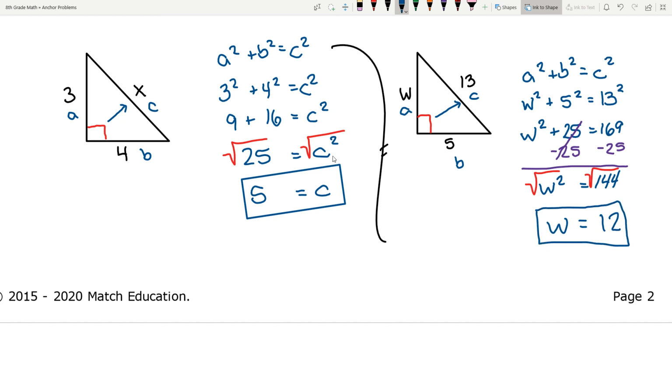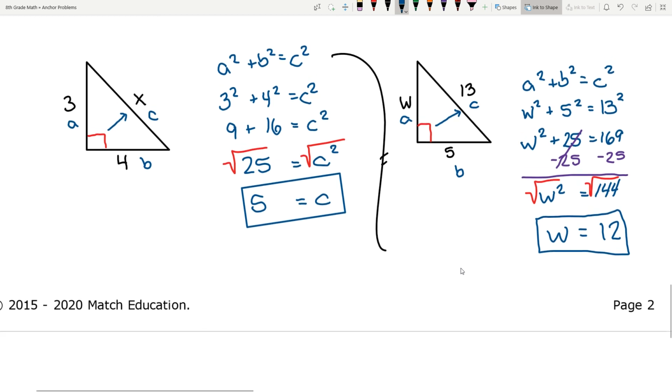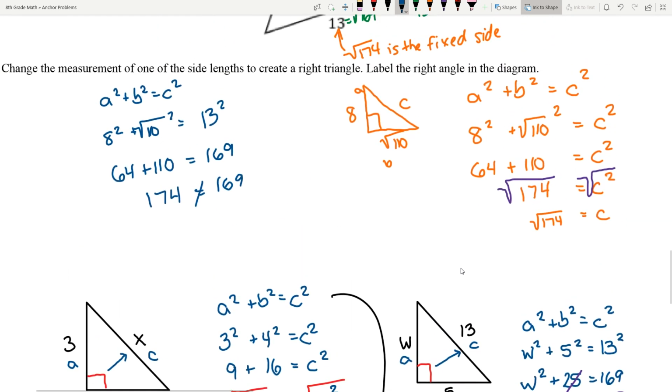And so you have an example here of what to do when you're looking for the missing hypotenuse. You have an example here of what to do if you're given a hypotenuse and a leg, but you're looking for the other leg. And so those two examples are ultimately really important as we continue working here on the Pythagorean theorem.